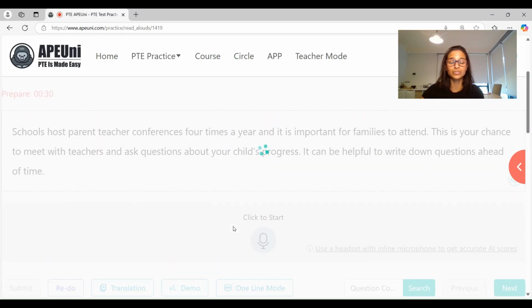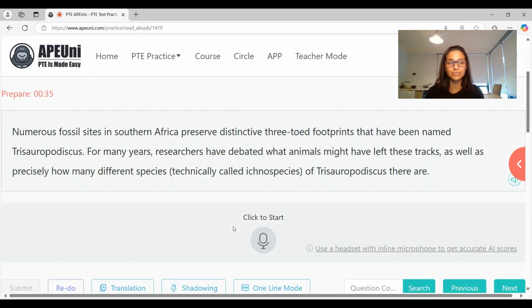All right, give it a second to load because the timer starts pretty much as soon as you start loading it. And as I said, there will be noise on your test day. Okay, there'll be 14 other people in the room sometimes. They're all talking at the same time. All right. So there are some words in here that you can see are pretty big. Trisauropodiscus. Okay. Distinctive. Ichnospecies. Let's do the word again. Trisauropodiscus. All right. Let's have a go, shall we?